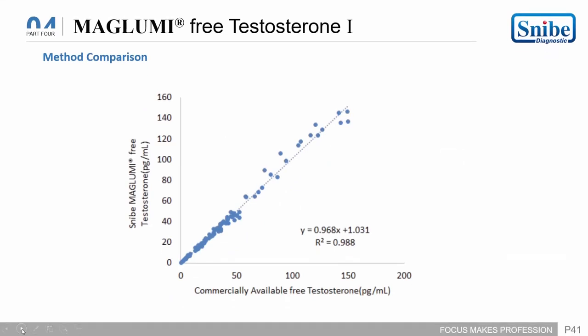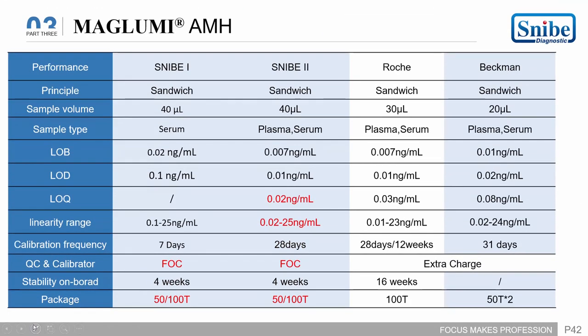So if we compare our testosterone first generation with the commercially available other free testosterone, the regression value is 0.98, which shows excellent correlation with the other commercially available testosterone.